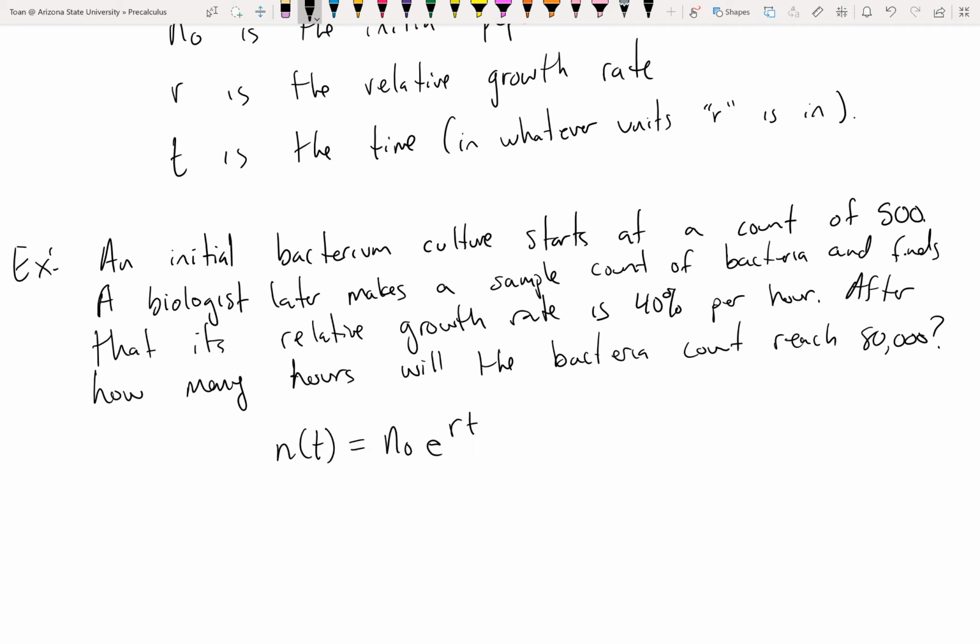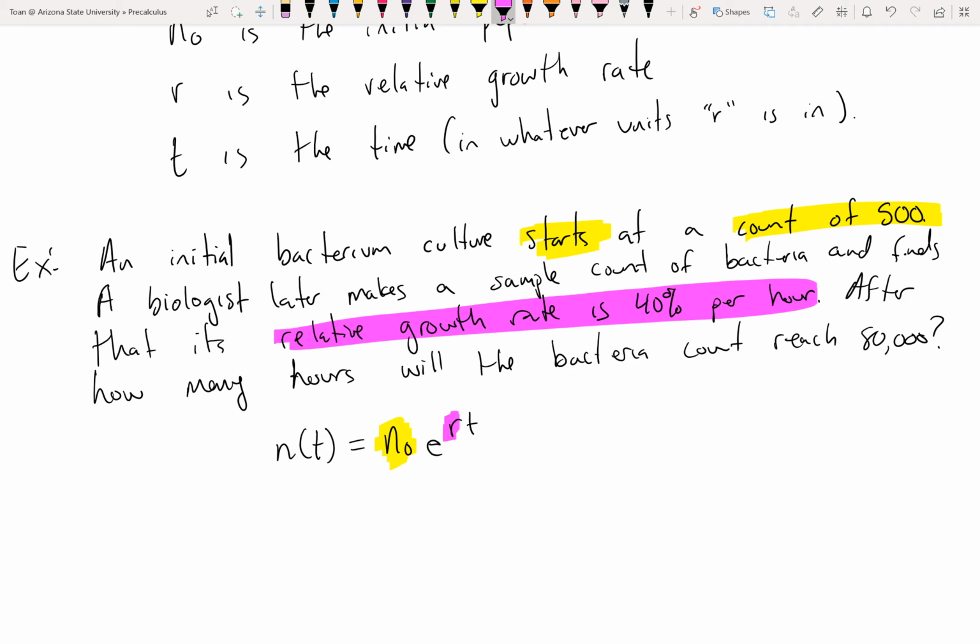And then all I'm going to do is figure out what information they gave us and what information we're trying to solve for. So let's highlight in yellow what they gave us. Well, here it says it starts at a count of 500. I hope everyone agrees, that's clearly the initial amount. Actually, I'm not going to use yellow, I'm going to use various colors here. A biologist later makes a sample count of bacteria and finds that its relative growth rate is 40% per hour. So that's pretty obvious. 40%, that has to be the rate.